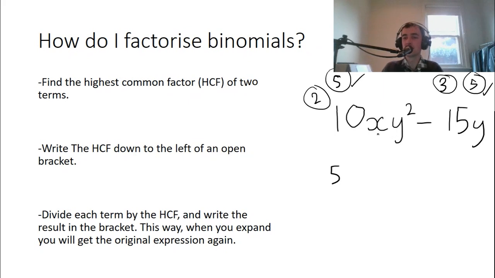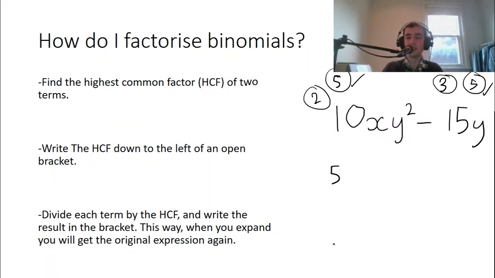Now in terms of the letters, x is in this one, but it's not in this one. So x is not part of the highest common factor. Here I've got y squared, and I've got a y. Keep in mind, y squared is y times y.